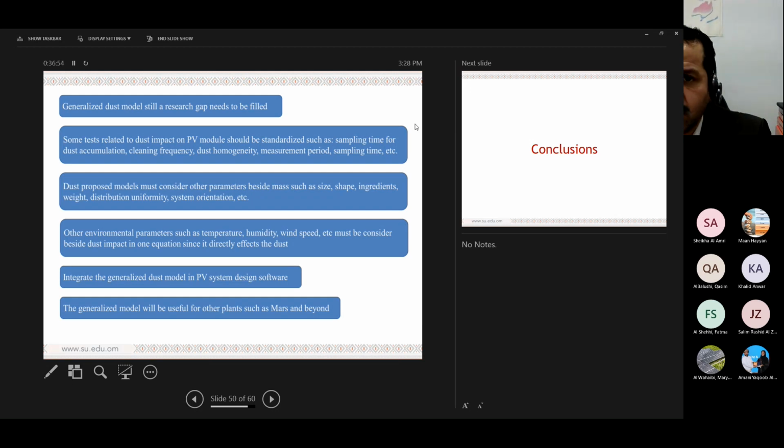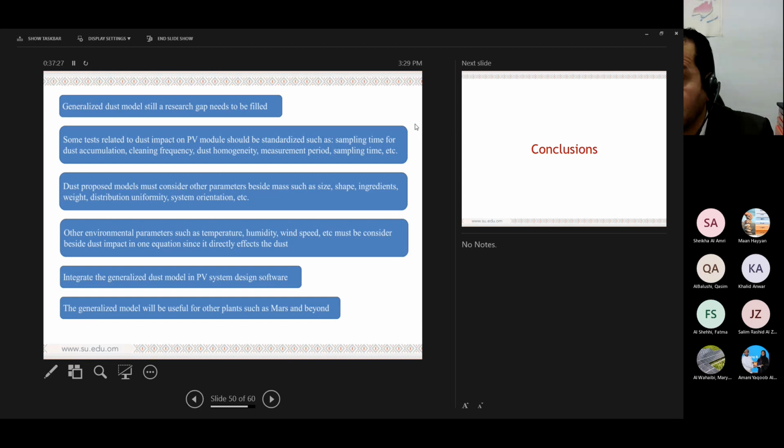Now, the prospect I can summarize here is that a generalized dust model is still a research gap that needs to be filled. Yes, we propose one of the most accurate models used by researchers today, but this is still not enough. It's focused more on the homogeneous distribution of dust. It's still a dilemma, by the way. Dust modeling is a dilemma, and researchers are still looking to find a generalized model which can be used everywhere.